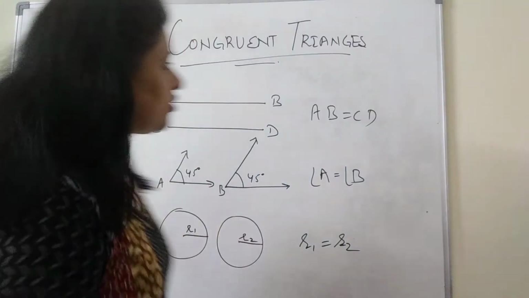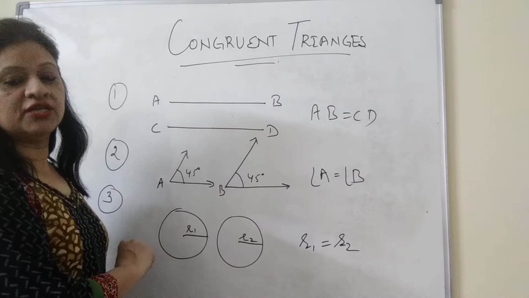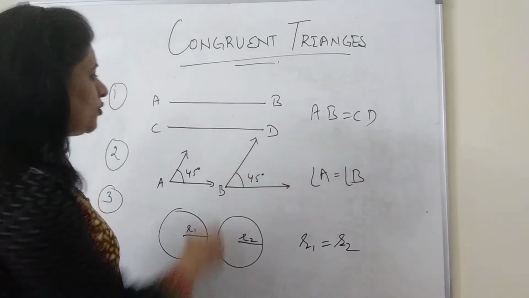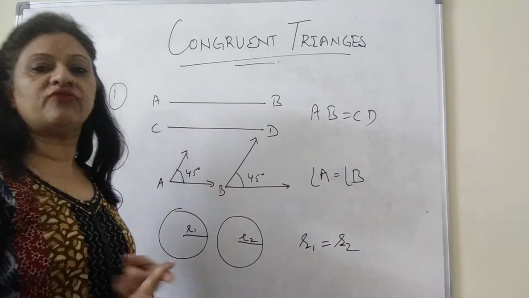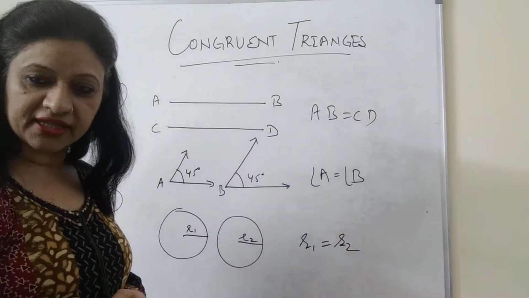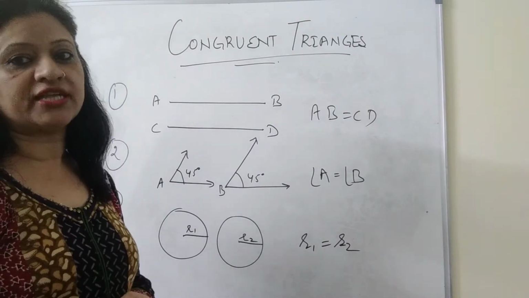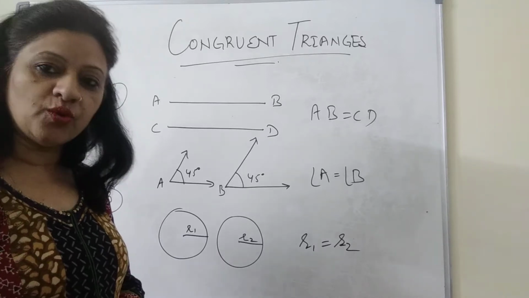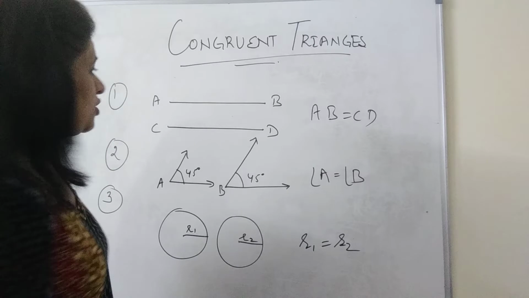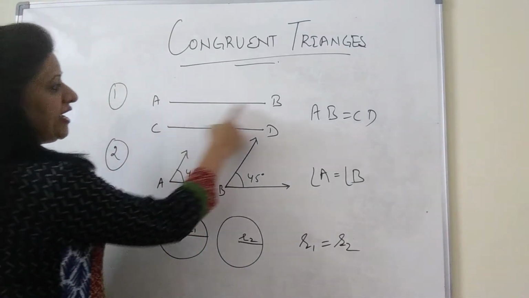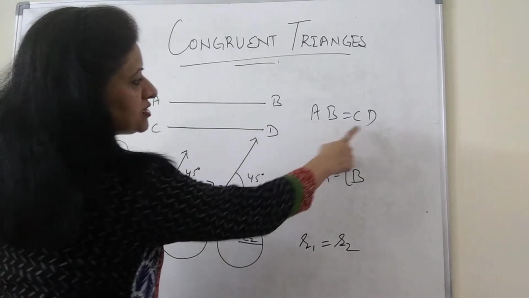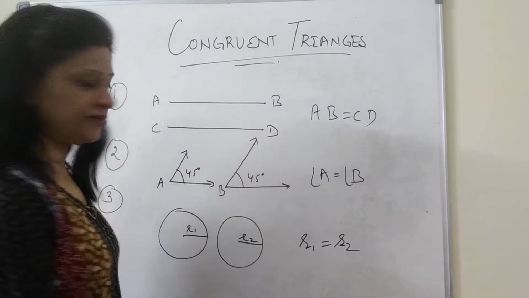Now, when we talk about line segments, what is the condition for two line segments to be congruent? In a line segment only one dimension is there, that is length. So if we want two line segments to be congruent, their length has to be equal, or the same. In this figure you can see AB and CD are both congruent line segments because they are equal in length.